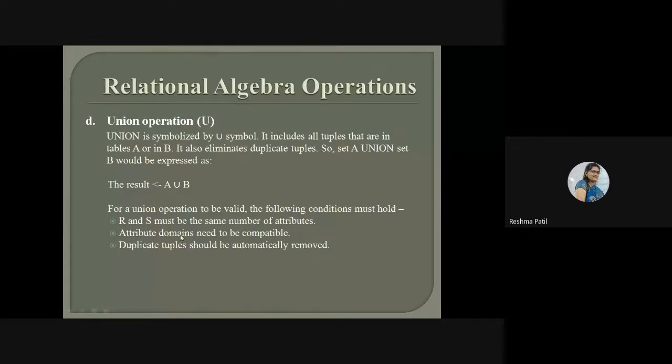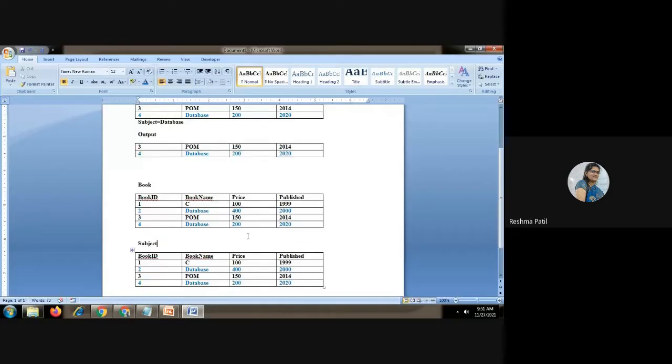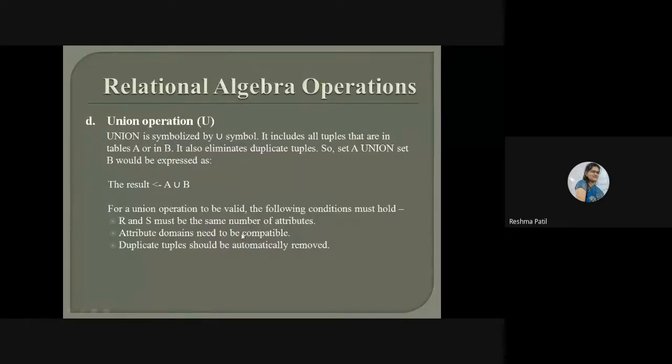Next, attribute domains need to be compatible. Attribute domains means which type of value is going to be contained in this attribute. If a numeric value is there, the same attribute in the second table should contain the same type of value. It should not contain any character there. Same here: book names are characters, so we are going to store characters here, and it will also contain characters. Here numbers are there, so these two attributes should contain numbers. What type of value a column is going to contain is called a domain. So both table domains should be compatible.